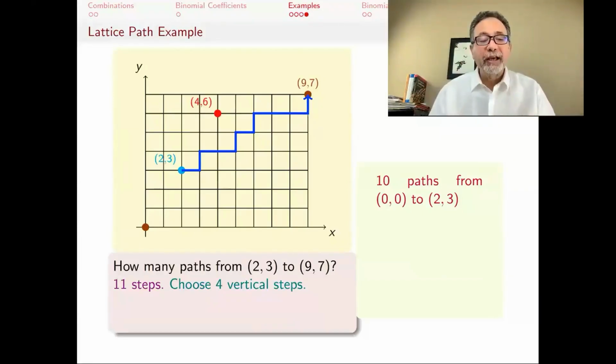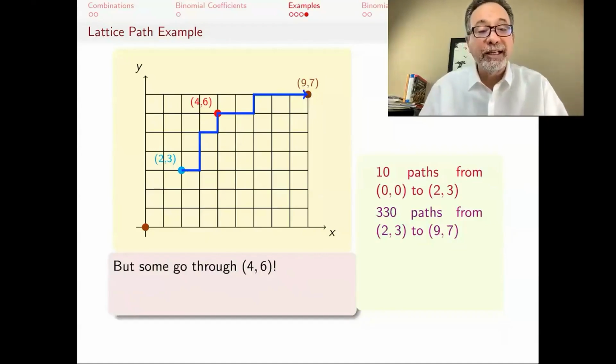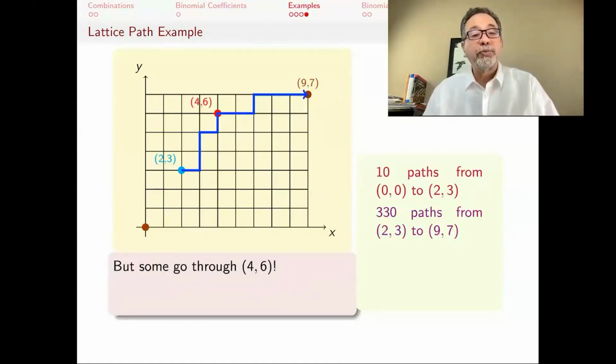You have to pick 4 out of those 11 steps. And how many ways can you do that? It is 11 choose 4, which if you use our formula is 330. There are 330 paths from 2,3 to 9,7. But going from 2,3 to 9,7, I can't use all the paths because some of them actually go through 4,6. And that was a place that I was supposed to avoid.